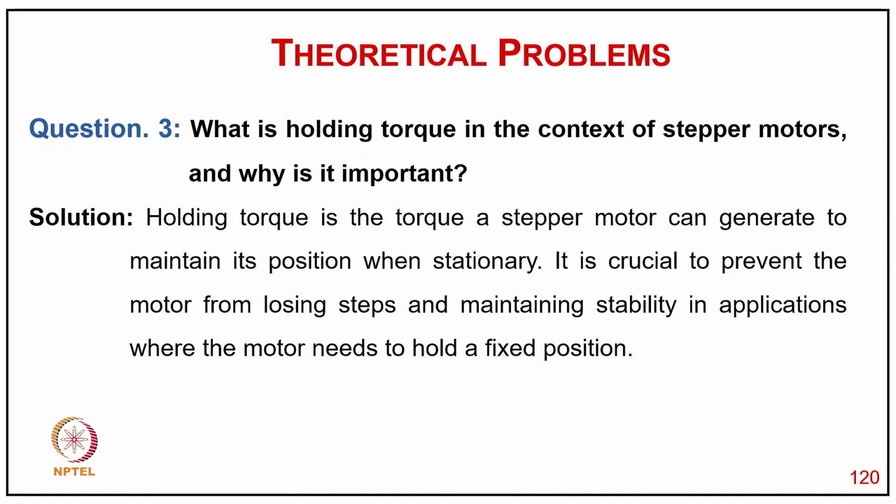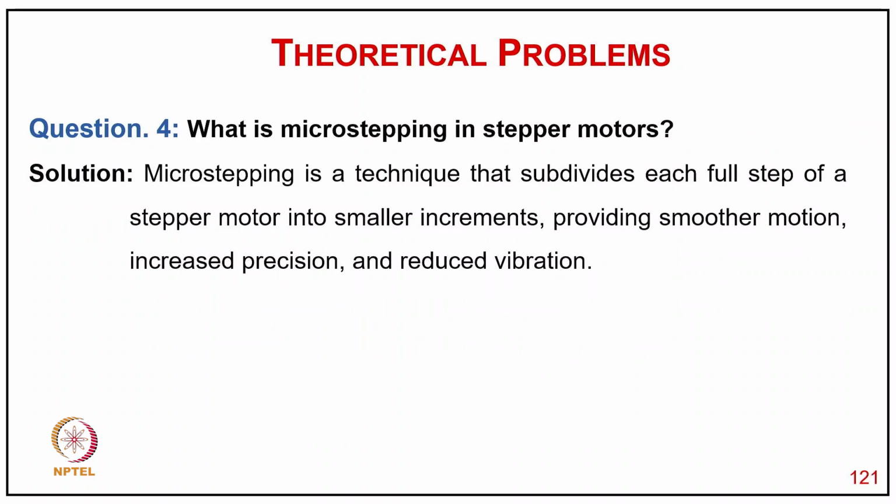The holding torque is the torque a stepper motor can generate to maintain its position when stationary, and it's crucial to prevent the motor from losing its steps and maintaining stability in applications where the motor needs to hold a fixed position. Then what is microstepping in a stepper motor? Microstepping is a technique that subdivides each full step of a stepper motor into smaller increments, providing smoother motion, increased precision and reduced vibration.